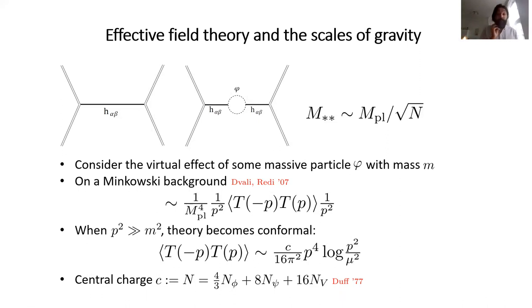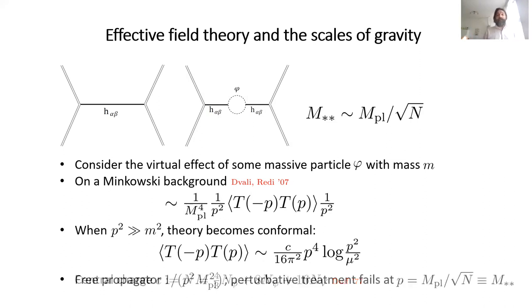Now imagine that the momentum transfer becomes so big that it's much, much bigger than this mass m. Then the theory is effectively conformal, and we already know what this two-point correlation function, the stress tensor correlation, is. Just read it off. It's given by this quantity here, where this number C is the so-called central charge of the theory. It basically counts the number of scalar, fermionic, and vector degrees of freedom.